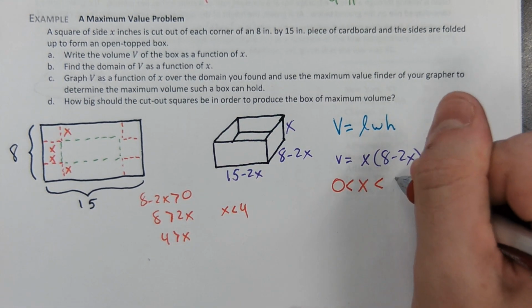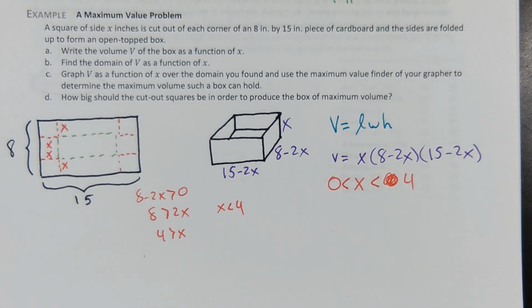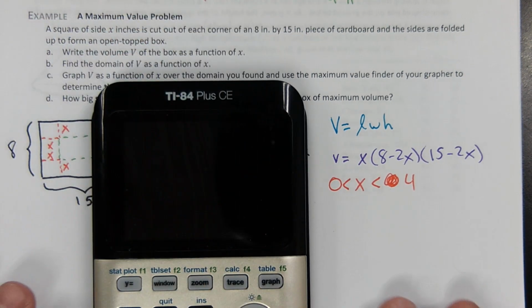So our domain is, I wrote 0 again, darn it, the numbers from 0 to 4, not inclusive. So if you wanted to write it in interval notation, it'd be a set of parentheses around the 0 and the 4. Part C says to graph this function using our domain, use the maximum value finder of our graphing calculator to determine the maximum volume that such a box can hold. To the technology we go.